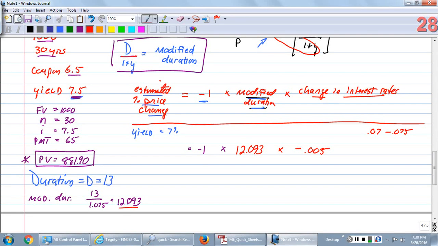So I'm going to take my 12.093 times 0.005, and I get 0.0605. So my estimated bond price is going to be 6% higher. It had been $881.90 right here, but now I'm going to add a little, about 1.0605 to it to see what it's worth, and I get $935.22.